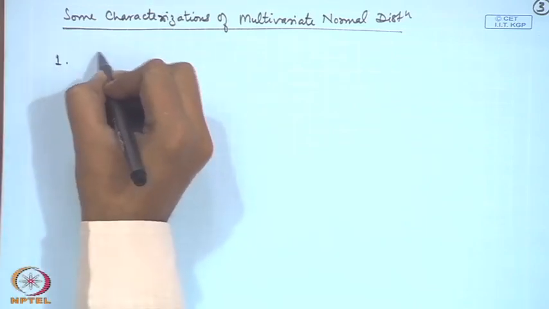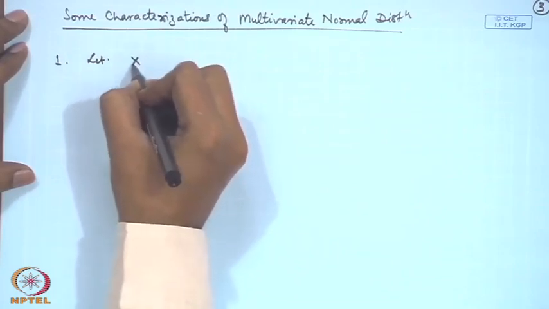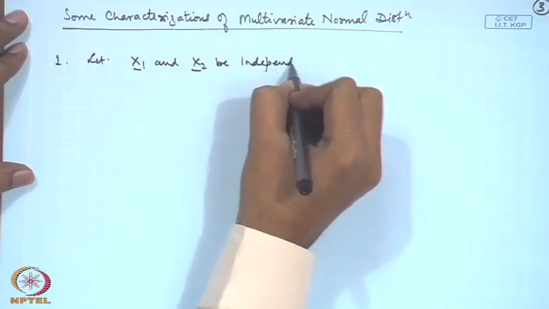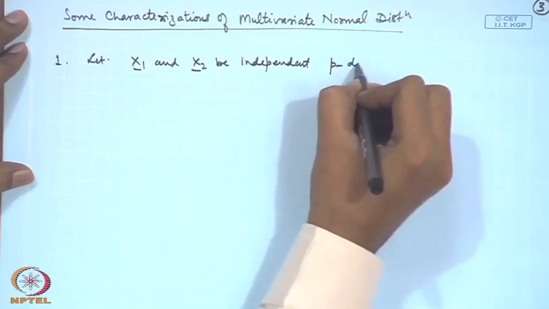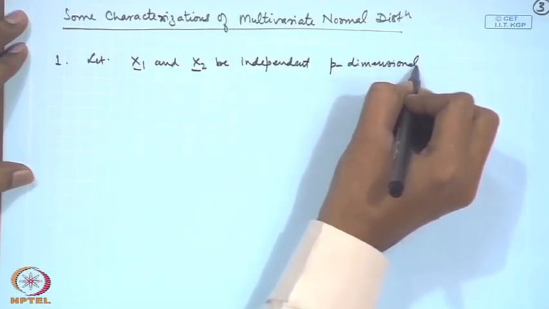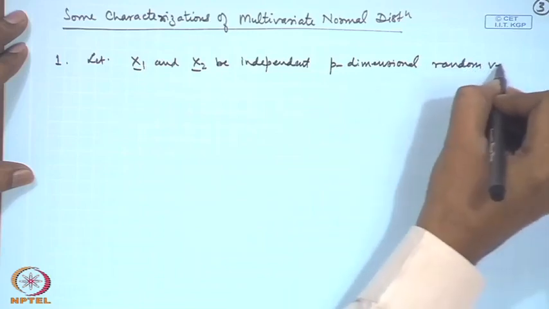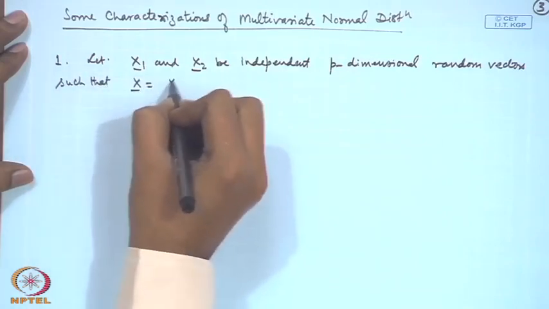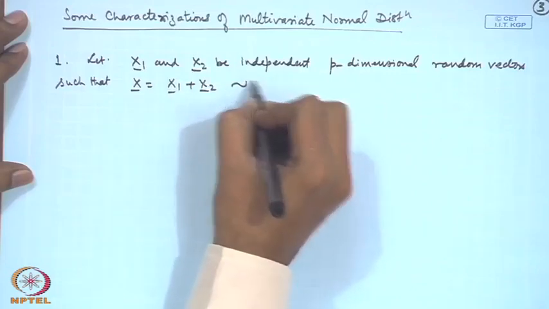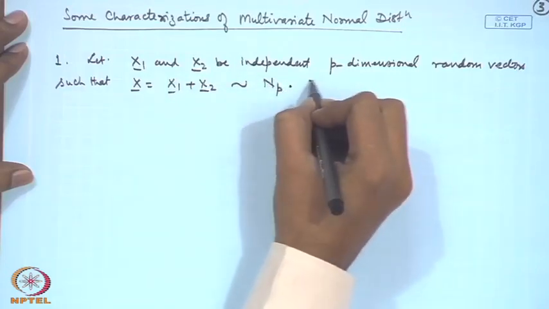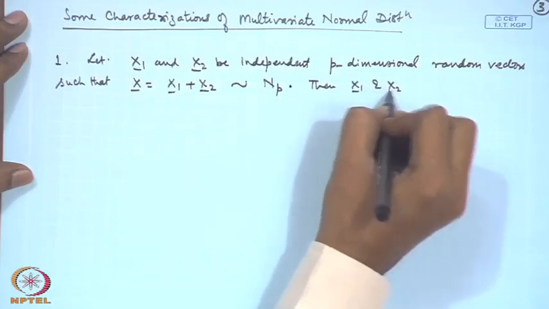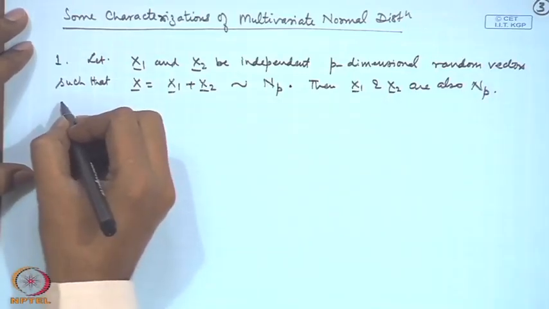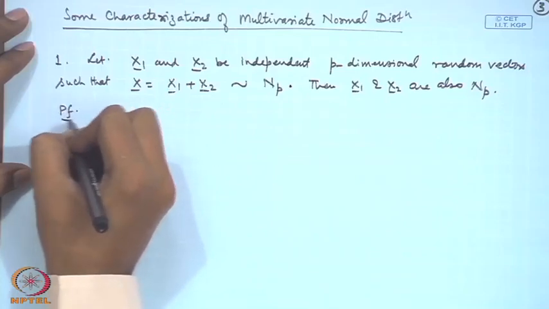Let us consider, let x1 and x2 be independent p-dimensional random vectors such that x is equal to x1 plus x2. If x follows N_p, then x1 and x2 are also N_p. Let us look at the proof of this.